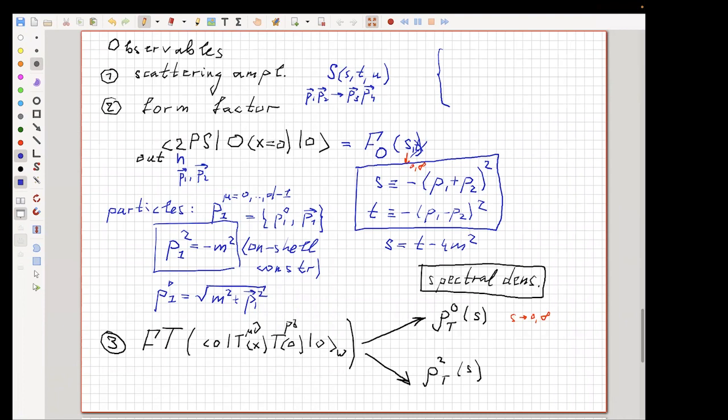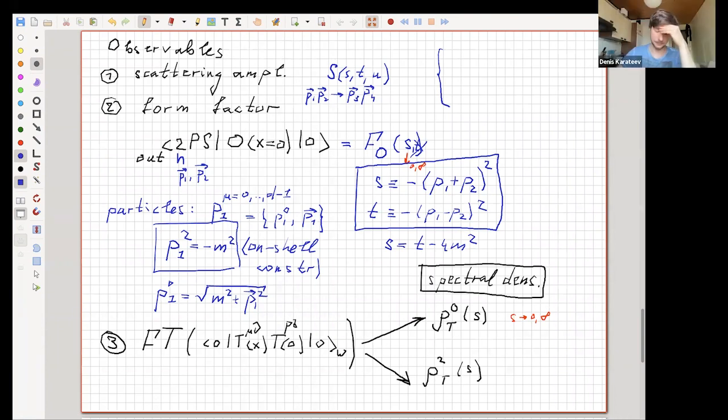Hey, could you say again what rho zero and rho two you have there, the spectral densities? Sure.